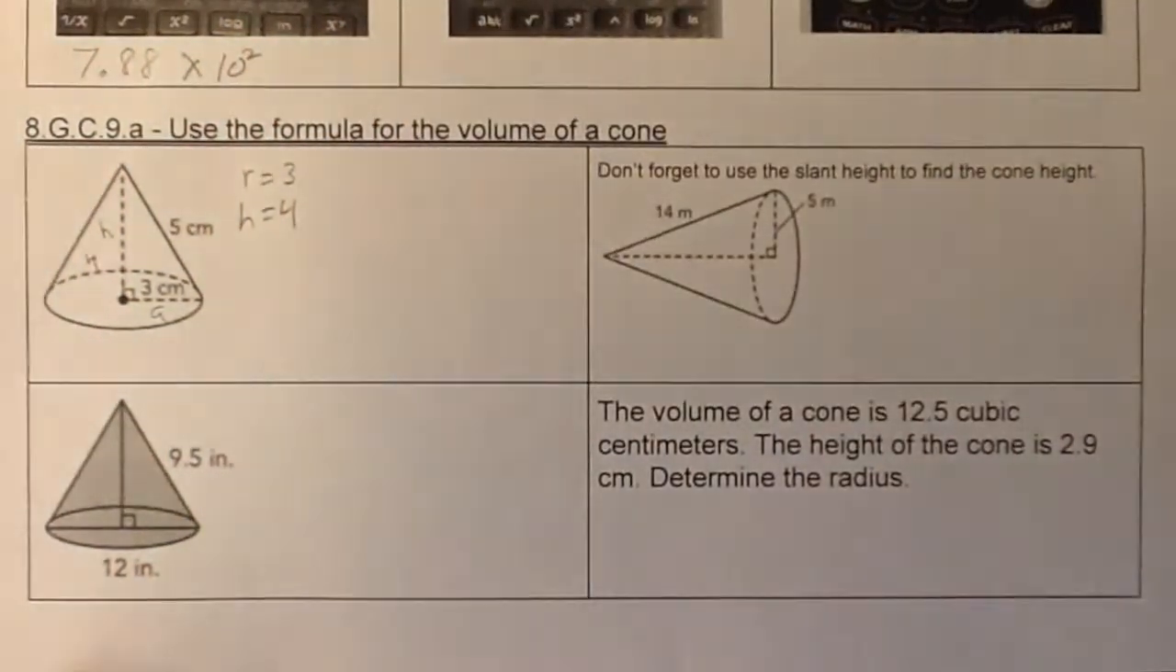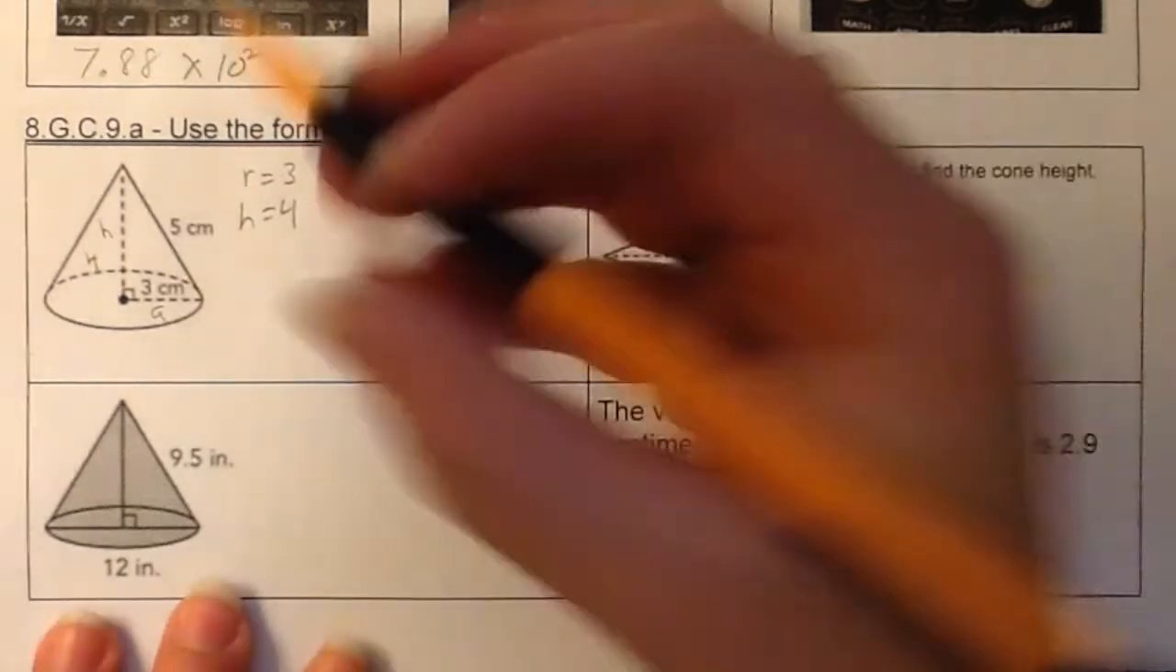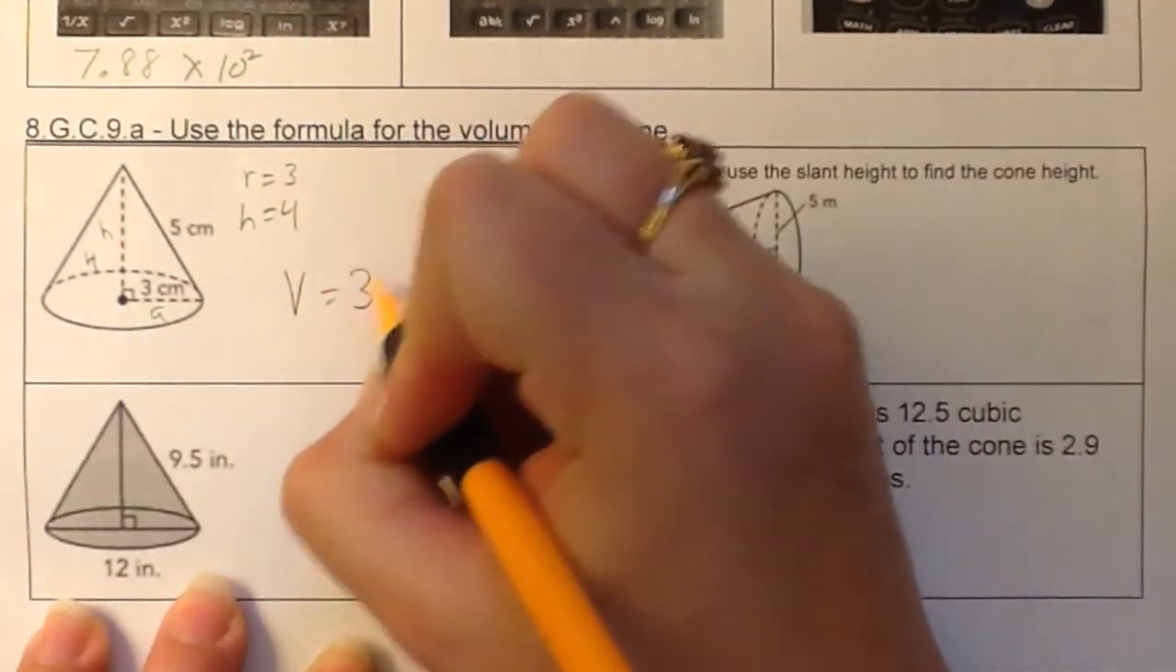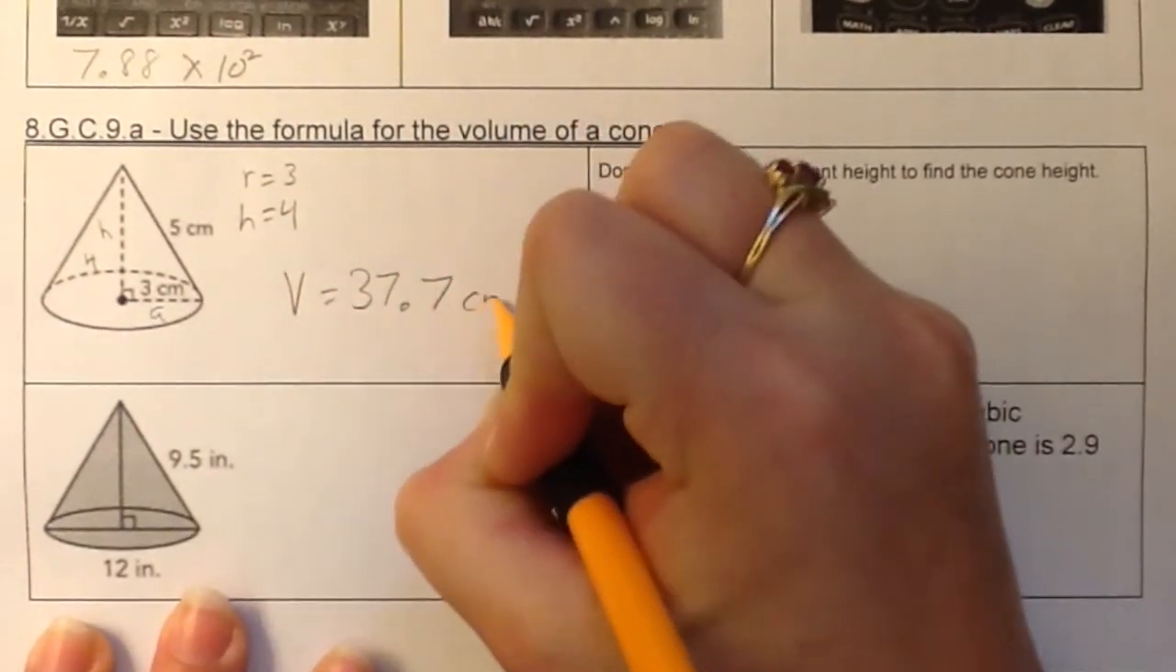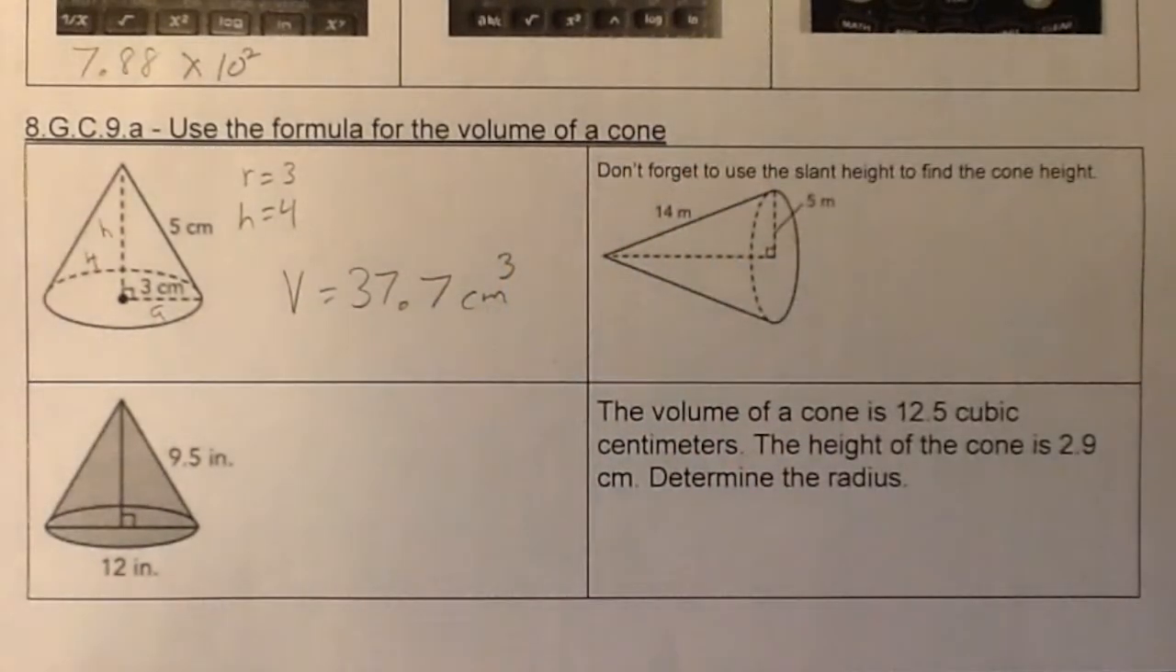So now that we have the actual height, go back to Google, type in volume of a cone, and now we're going to put in those parts that we found. So radius is 3, height is 4, and they're telling us that the volume is about 37.7, and we're in centimeters cubed, just like that. All right, moving on to our last page.